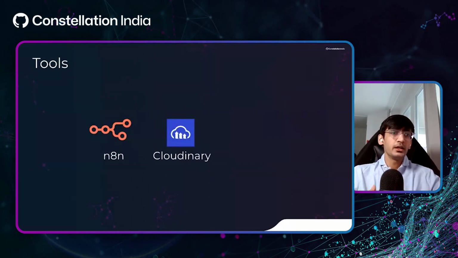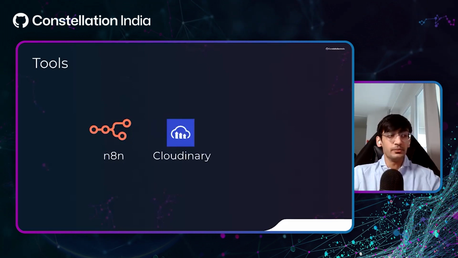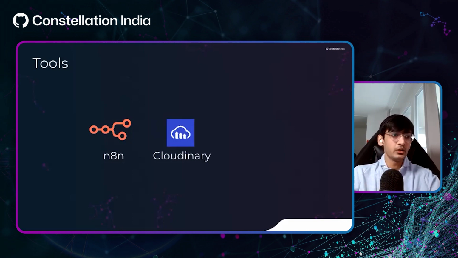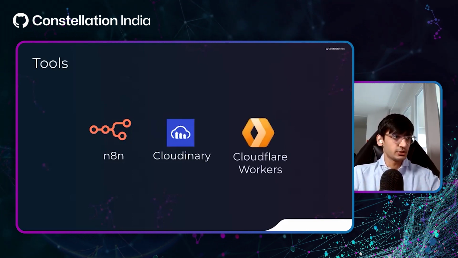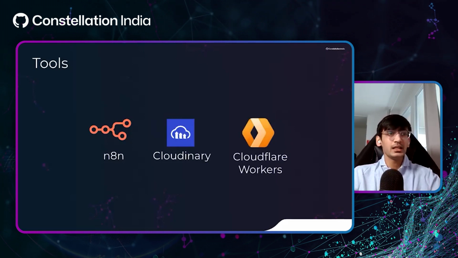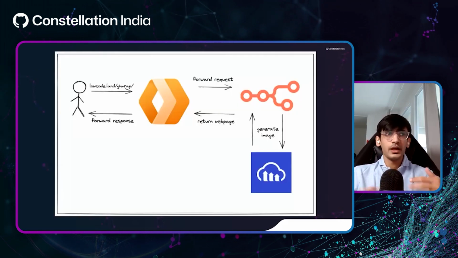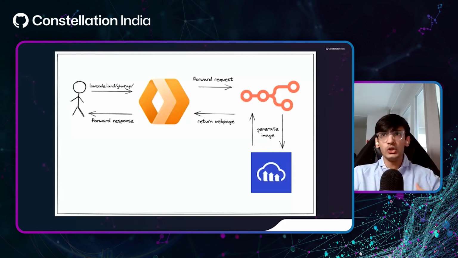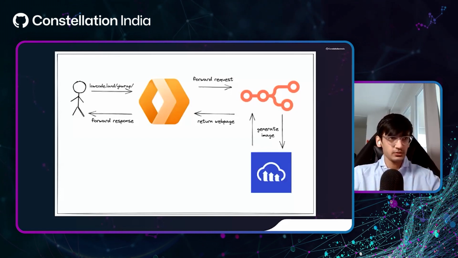I wanted to add a reverse proxy so that when a user makes a request to the GitHub Wrap URL, it gets forwarded to my Anytime workflows. And I ended up using Cloudflare Workers. To give you an idea of the whole flow, a user would make a request to locode.land/ghrep/, which would go to the Cloudflare Workers.